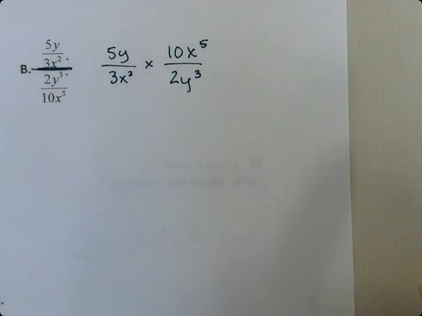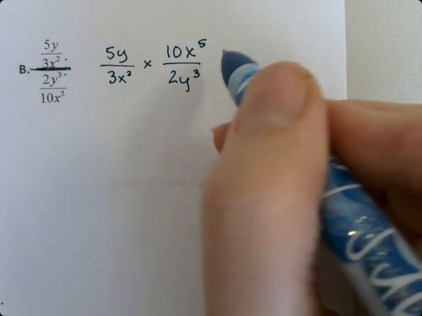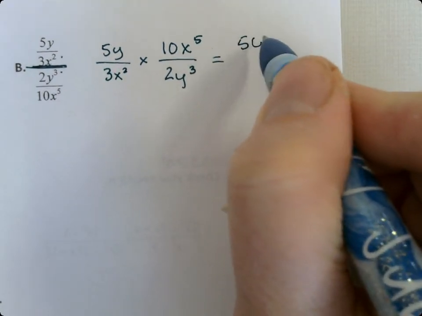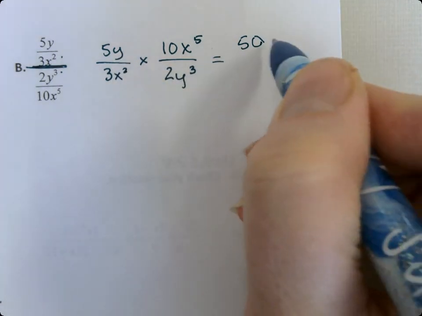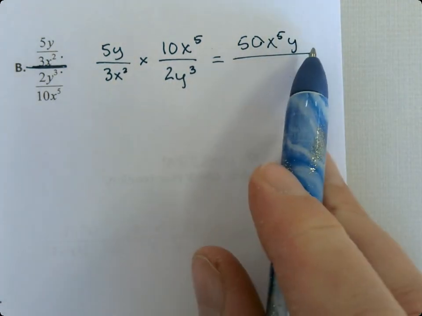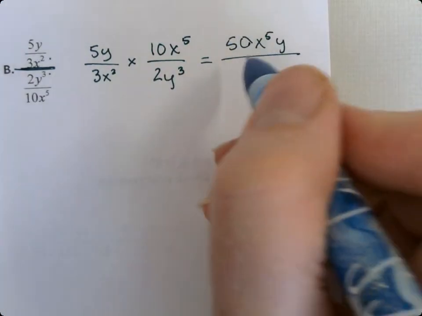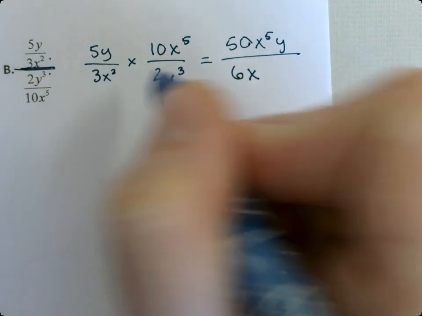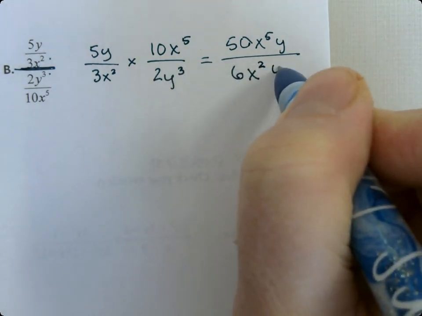Okay, any way you cut it, you could just multiply everything together. So if you want to do this, you take your 5 times 10 and say that's 50, and keep the x to the fifth and y to the first. I have a habit of going alphabetically. You could take your 3 times 2 and say that's 6. Keep your x to the, is that supposed to be 2? And y to the third.